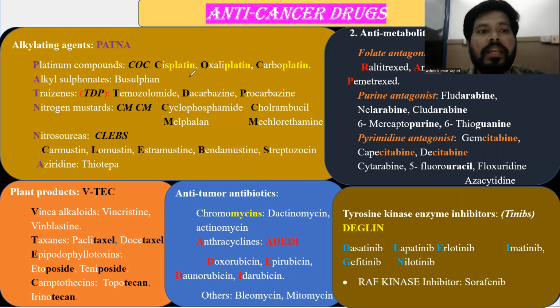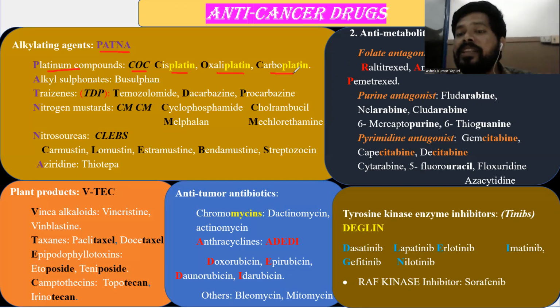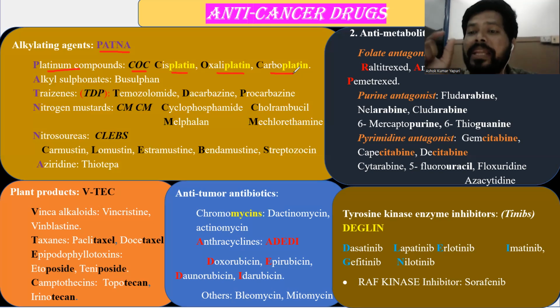So in this category, the mnemonic is PARTNER. P means platinum compounds, with the mnemonic COC: cisplatin, oxaliplatin, carboplatin. The name itself indicates these have platinum in their structures. Next is alkyl sulfonate. The example is busulfan. And next is the triazines with the mnemonic TDP: temozolomide, dacarbazine as well as procarbazine. And next are the nitrogen mustards. The mnemonic is CMCM: cyclophosphamide, chlorambucil, melphalan, mechlorethamine.